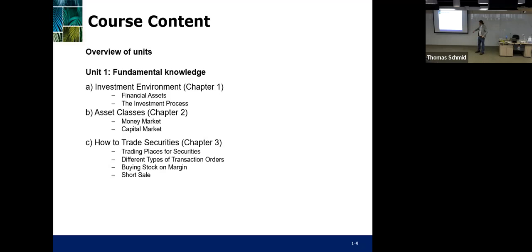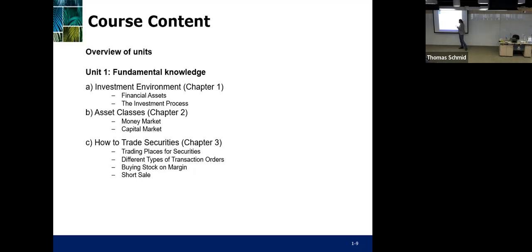So for the introduction chapter. The first part, the first unit of the lecture, which is called fundamental knowledge, could also be called introduction. I will try to give you a bit of a framework and a bit of a general view on the investment environment first. Okay? So what are financial assets? What are real assets? What is the investment process? How do these things work?